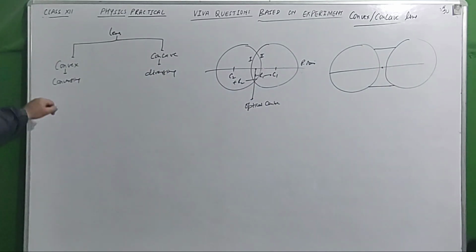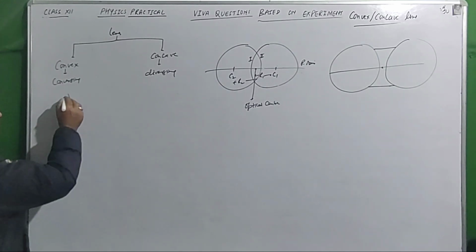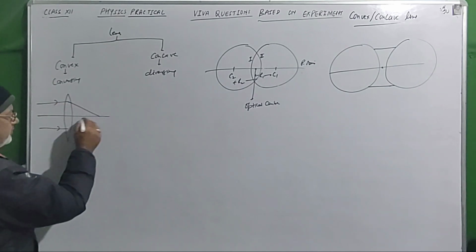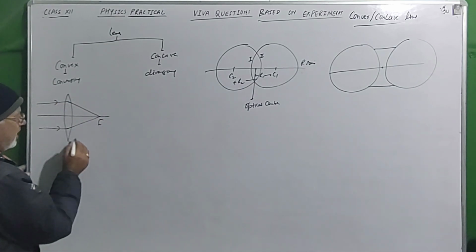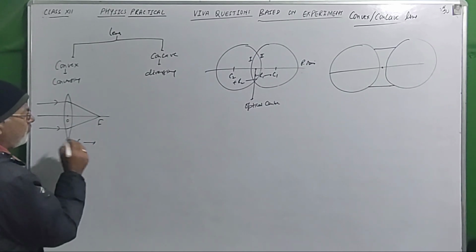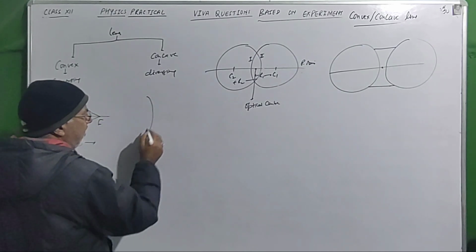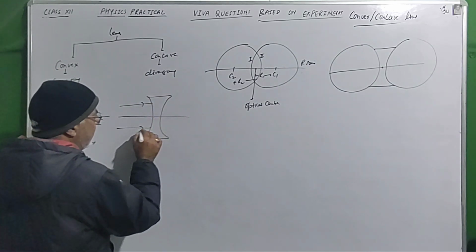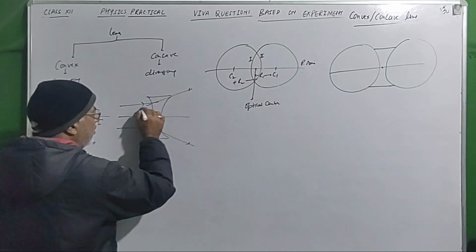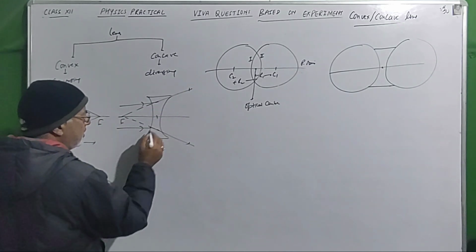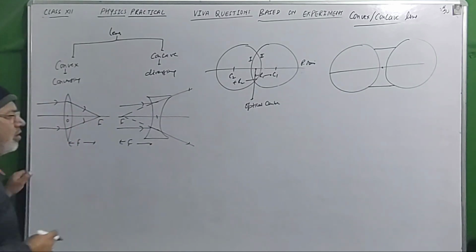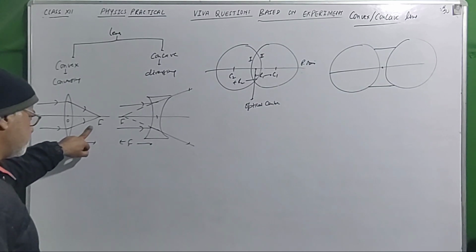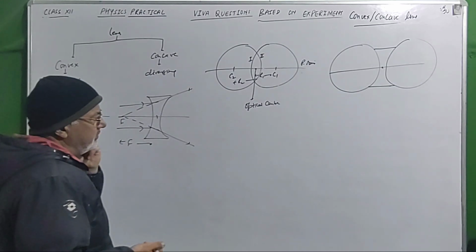Why do we call the convex lens a converging lens? Because it converges the light at one point. This point is called the principal focus, and the distance between the optical center and the principal focus is called the focal length. Why is it called a diverging lens? Because it diverges the light which is coming parallel to the principal axis. This is the principal focus and this is its focal length. The focal length of a concave lens is always negative and the focal length of a convex lens is always positive, to the right of the optical center.